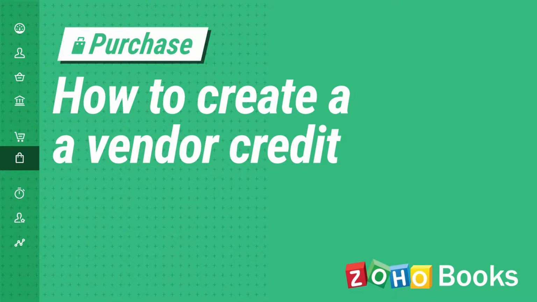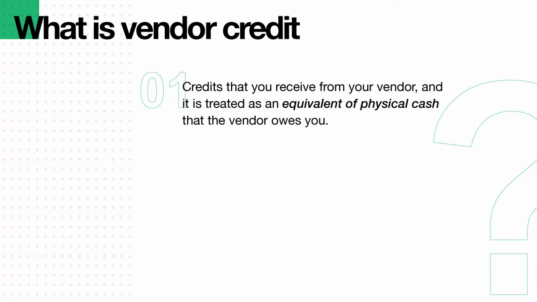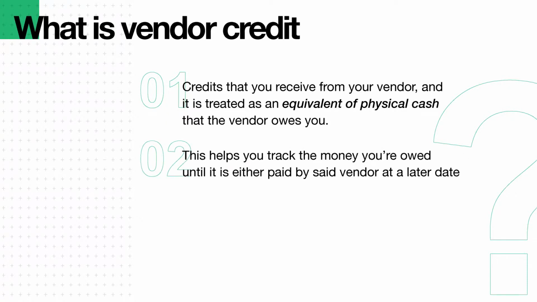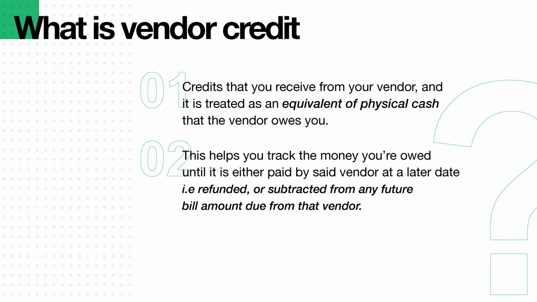Vendor credits are credits that you receive from your vendor, and it is treated as equivalent of physical cash that the vendor owes you. This helps you track the money you are owed until it is either paid by your vendor or, at a later date, refunded or subtracted from a future bill amount due from that vendor.